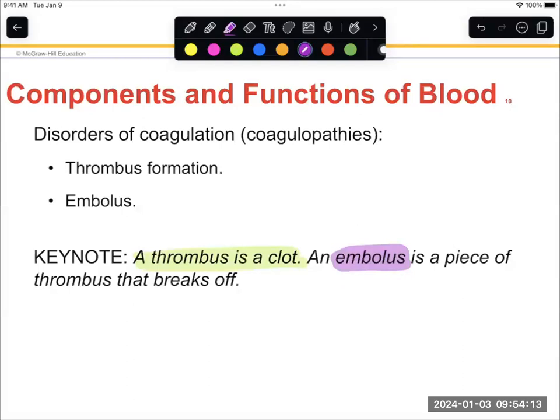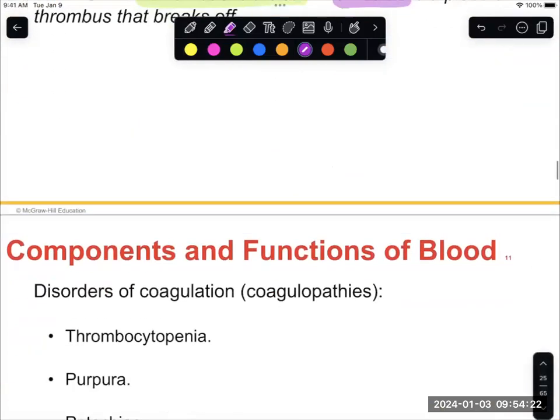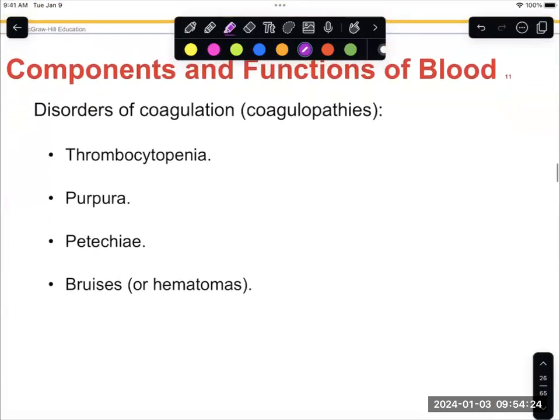Both thrombus and an embolus can block a blood vessel. It can prevent blood flow through that specific vessel. So thrombocytopenia. If you look at breaking down this word, penia means it's a low count of something. So thrombocytopenia means we have a deficiency of platelets.